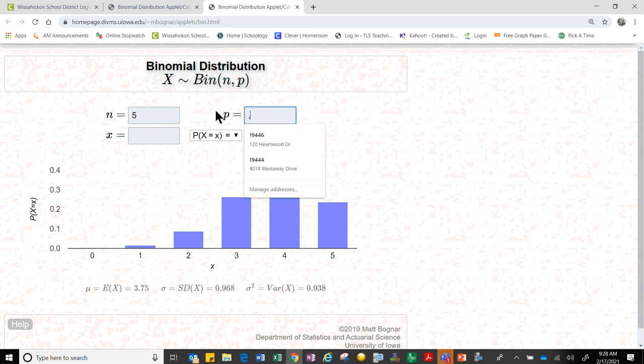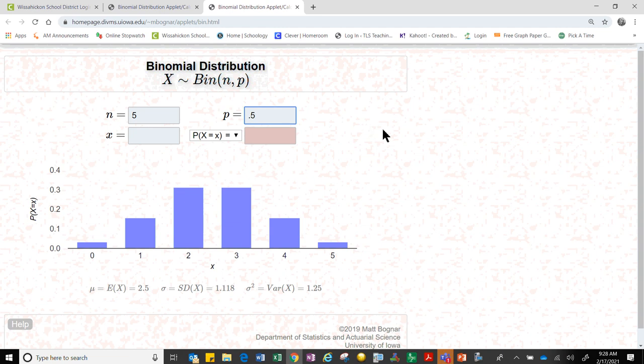Now, what do you think is going to happen if I change the probability of success to 0.5? So now there's a 50% chance of each kid having type O blood, and this is what my distribution looks like. It looks pretty symmetric, right? Think about it. If there's a 50% chance of each kid having type O blood, about half of my kids should have type O blood and about half of them shouldn't, right? So most of the time, you're going to have about 2 or 3. I can't have 2.5 kids with type O blood. So I'm going to have either 2 or 3 kids with type O blood, right?